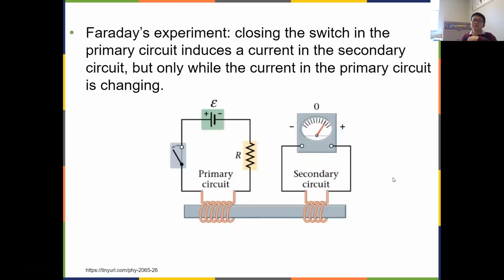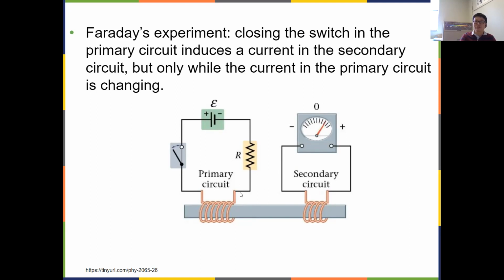Also, you can do a different version of this experiment. You can have a circuit that has a primary coil, where a coil has different rounds of wire wrapped and stacked together. In that case, if you turn on the switch, you'll see current induced in the secondary circuit. If you open it, you'll see that again. But shortly after the switch is closed, the current returns to zero.